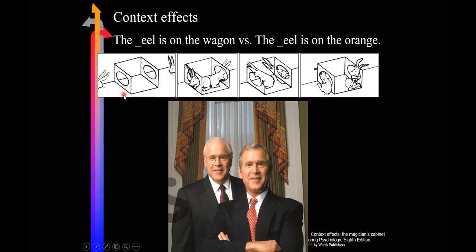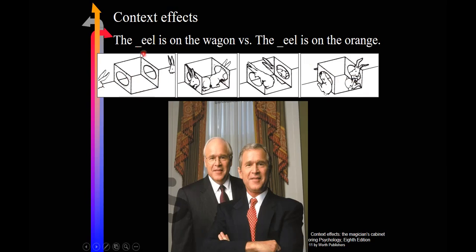Or here's another example. If you see rabbits climbing into the box from below, it gives you the sense that the box is kind of hanging from the ceiling, more or less. On the other hand, if you see them climbing in from floor level, then it gives you the sense that the box is on the floor. So the context of what's going on when you encounter something influences your interpretation of it.